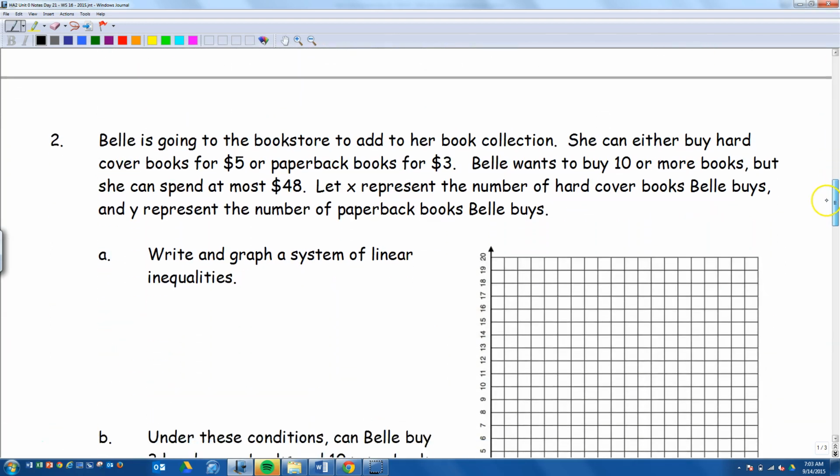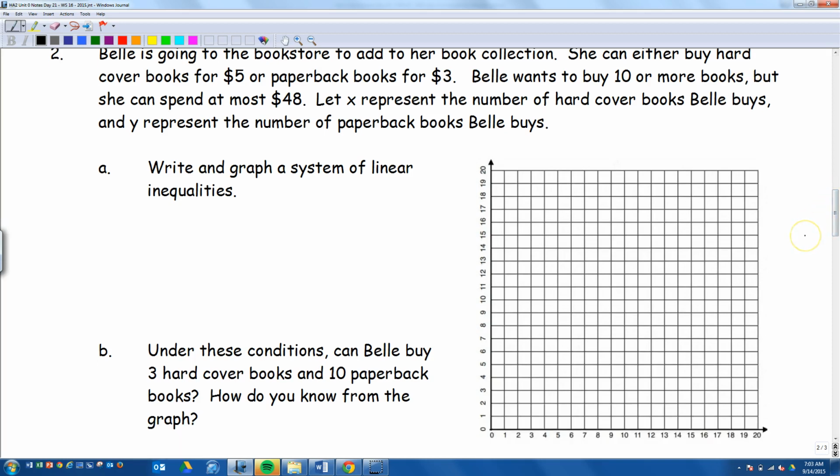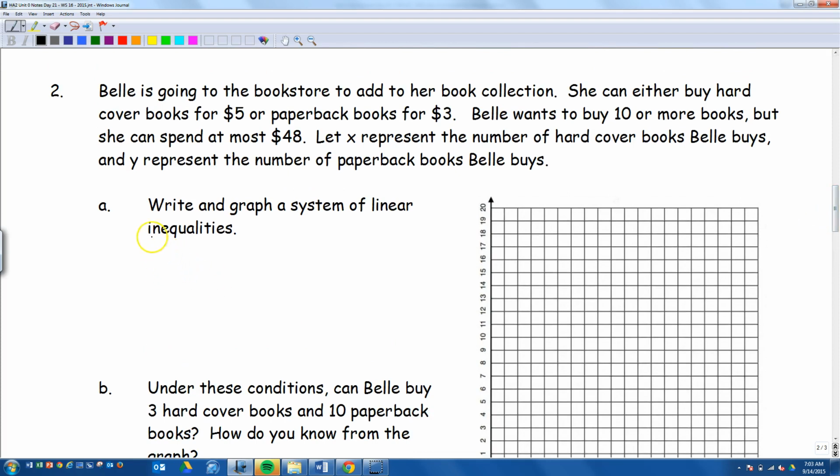Let's go on. Bella is going to the bookstore to add to her book collection. She can buy either hardcover or paperback. She wants to buy 10 or more books, but can spend only up to $48. So this is very similar to the last problem. X is hardcover, y is paperbacks. So I am going to come up with my inequalities. The first one states that you have to buy 10 or more books, so x plus y has to be bigger than or equal to 10.